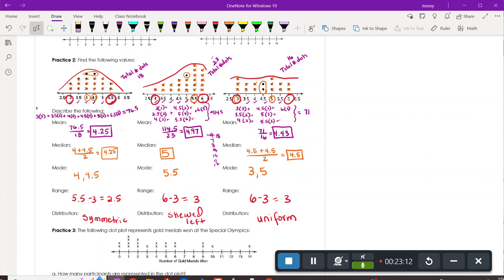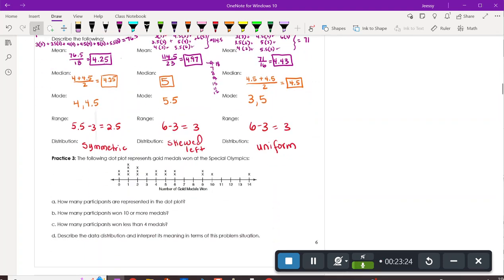So given a dot distribution, you should be able to calculate the mean, the median, the mode, the range, and the distribution. Are we clear? We did 3 examples. And they're also recorded, so if you missed some of it because you weren't paying attention, watch the video.